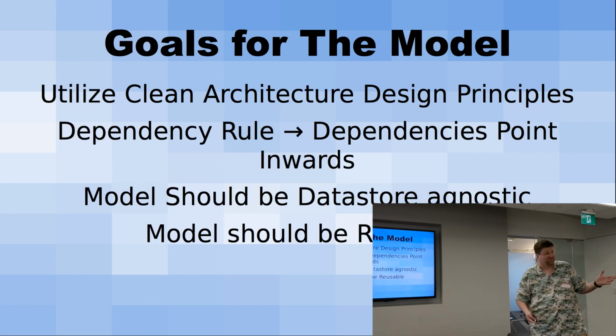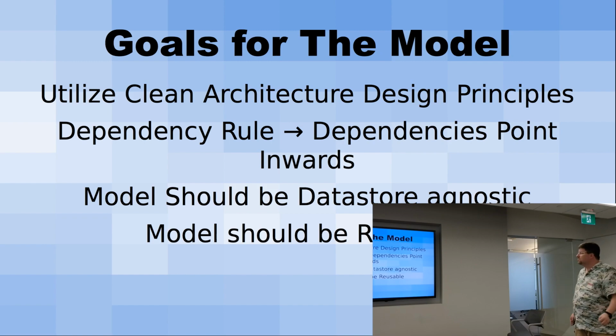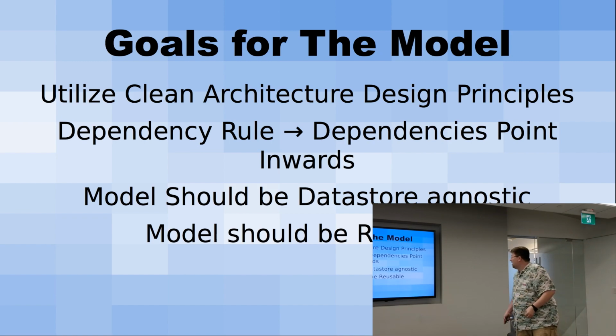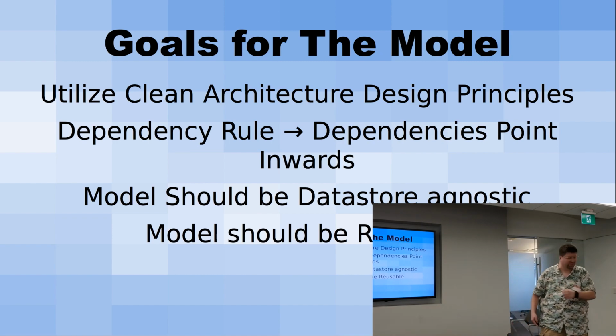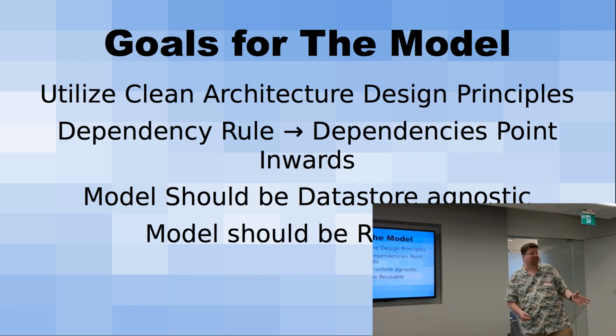What are the goals for the model? Regardless of which pattern we use, we're looking to utilize clean architecture design principles. When I say clean architecture, I'm referring, of course, to Uncle Bob. If you haven't heard of clean architecture before, just Google it. The first thing you're going to read is his essay. I think it's mandatory reading for all of us. The big takeaway from that is the dependency rule. All our dependencies should point inward, so you go from your view model down to your data, and it shouldn't be going backwards. The model should be data store agnostic, and the model should be reusable.